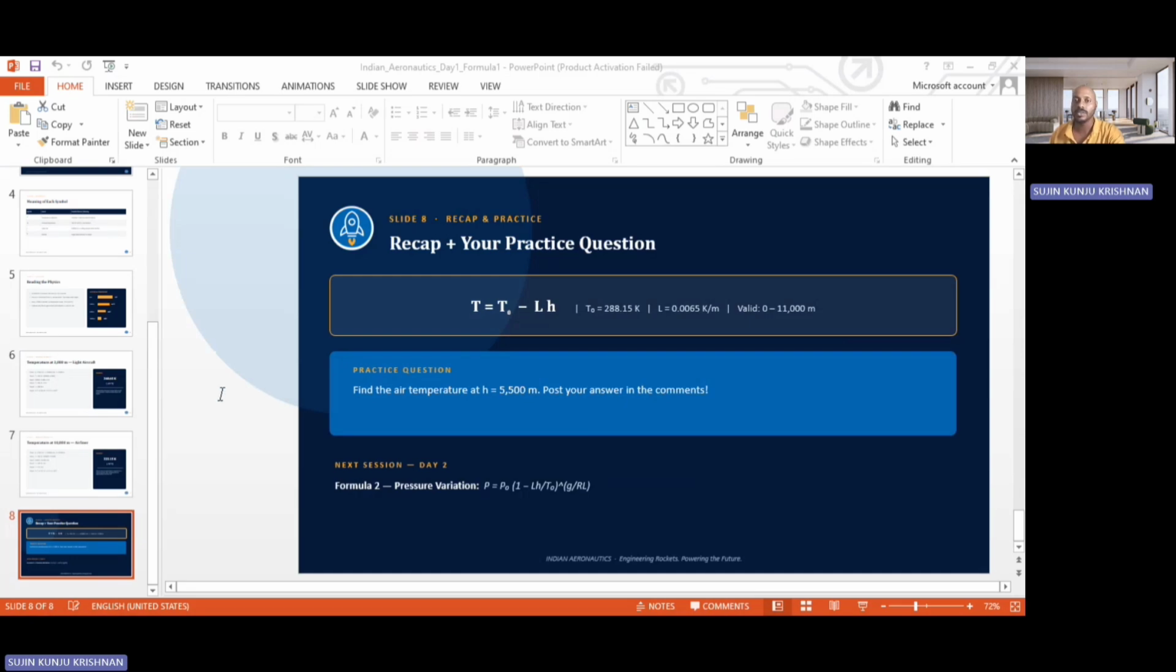Your practice question for today: find the temperature at 5,500 meters altitude. Work it out using the exact same six steps we just used and drop your answer in the comments. I will pin the correct one.